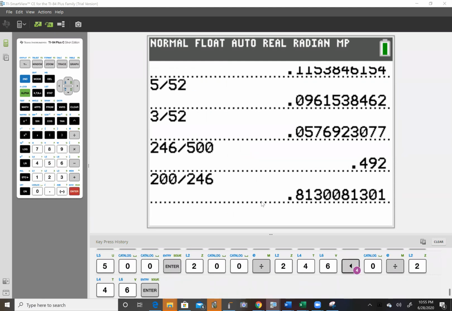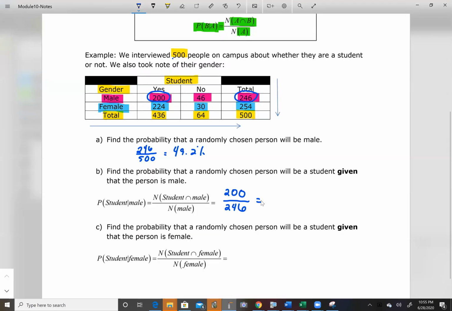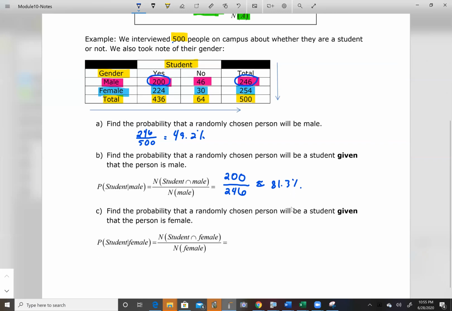Approximately 81.3%. Okay, and that makes sense. And this time I am going to use approximately 81.3% because the majority are going to be male, right? I mean, students. We know that the majority are going to be students, okay? So C, find the probability that a randomly chosen person will be a student given that that person is female.